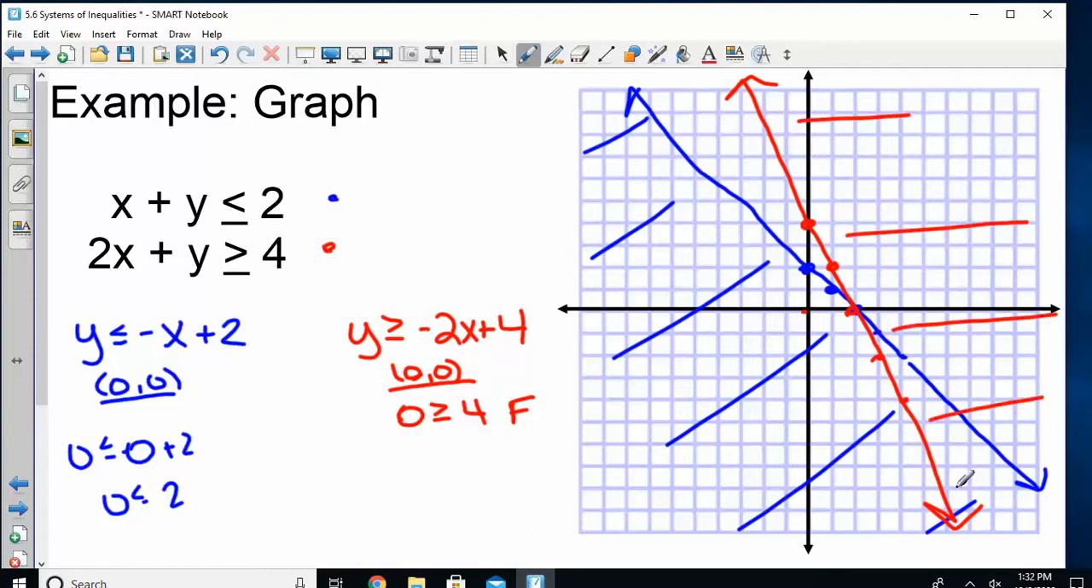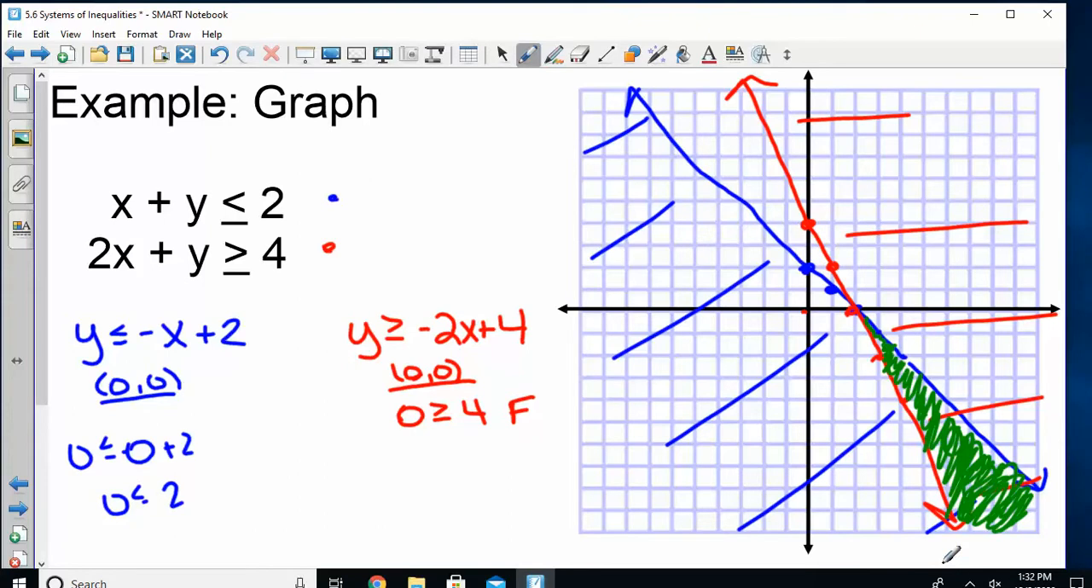Now, is this mess my final answer? No. What is my answer? Where they overlap. So I need to make sure that's very clear. It's this little section down here where the two overlap. So you need to darken that part in. I've got some people that like to go back and erase all of their extra shading. That's fine. You don't have to, as long as I can tell what your darkest part is.